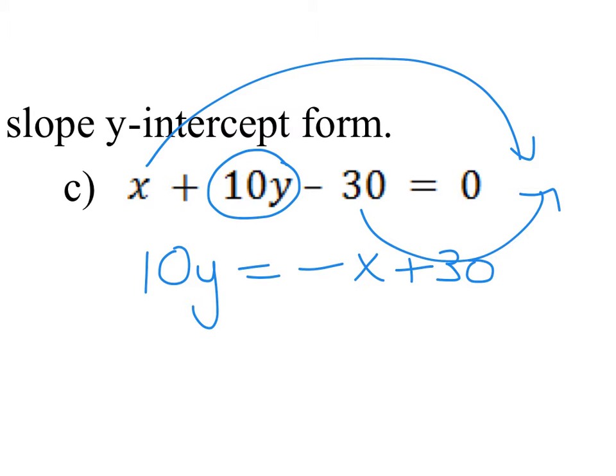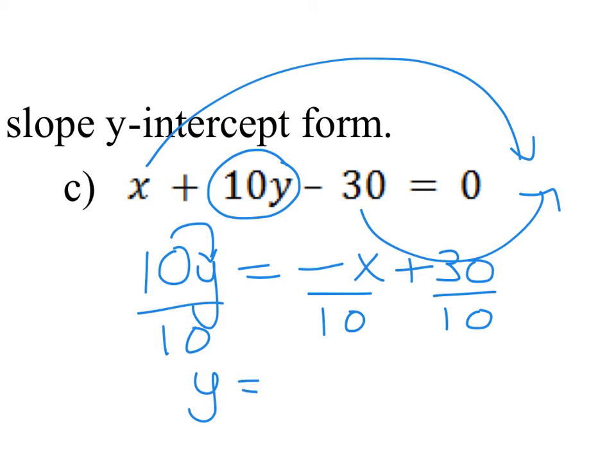So we have to remember our rules of opposite operations and isolating for variables, and get rid of that 10 in front of that y. The 10 right now is multiplying the y value, so to undo that multiplication, we're going to have to divide. And what we divide on the left side, we have to again do on the right. So we'll divide all the terms on the right by 10. Now I'm going to be left with y is equal to negative x over 10. That can't be reduced. 30 divided by 10 is 3.